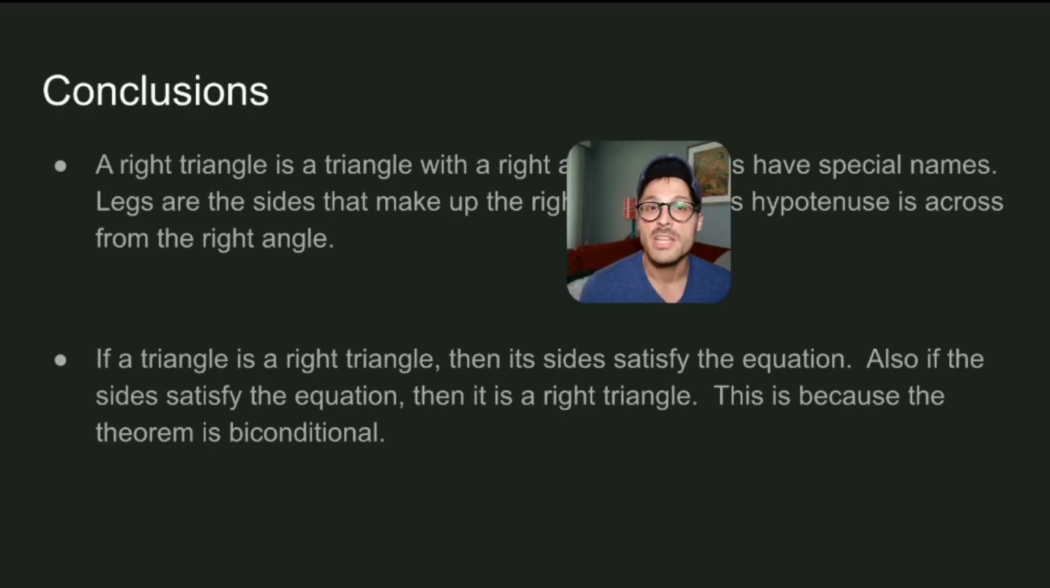And we also know that if a triangle satisfies that equation, then it has to be a right triangle. And that's because the Pythagorean theorem is a biconditional statement, meaning we can assume if it's a right triangle, then it meets that equation, and then the other way around, if it meets that equation, then it's a right triangle. An example of a statement that's not biconditional would be if it's raining, then it's cloudy.